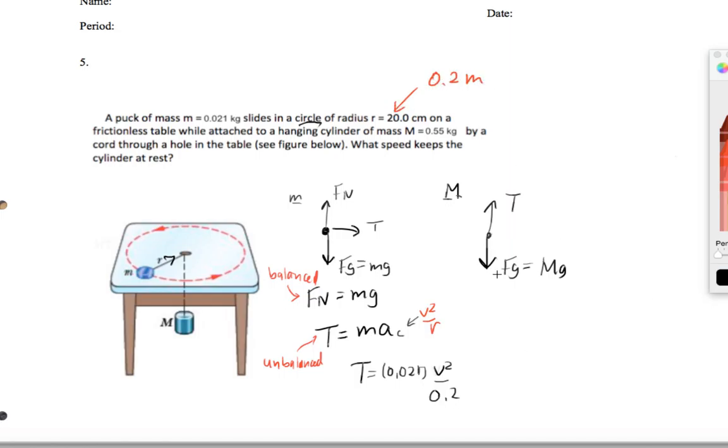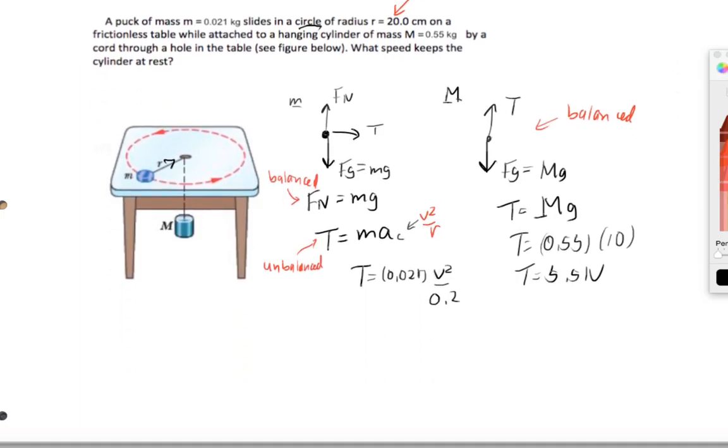Now, for the second equation, we have tension balances the weight. These forces are balanced because this thing doesn't move. So we have the tension equals M, which is 0.55, times g, which we're just going to make 10. So the tension is 5.5 newtons.